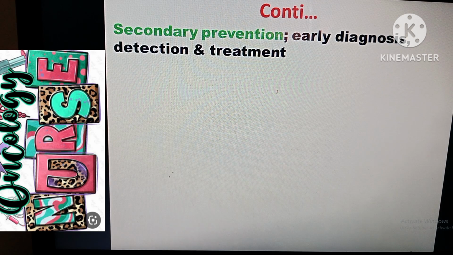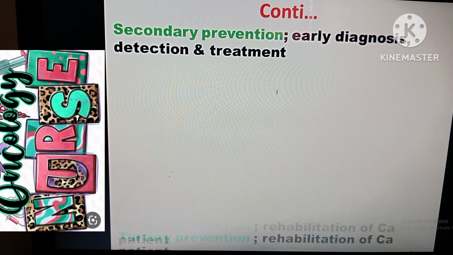Here the disease has already occurred, so immediately approach the doctor. What will the doctor do? He will do a physical examination. When he comes to know something, he will advise certain investigations. When the investigation is abnormal, he will advise treatment. So you will be saved from complications.